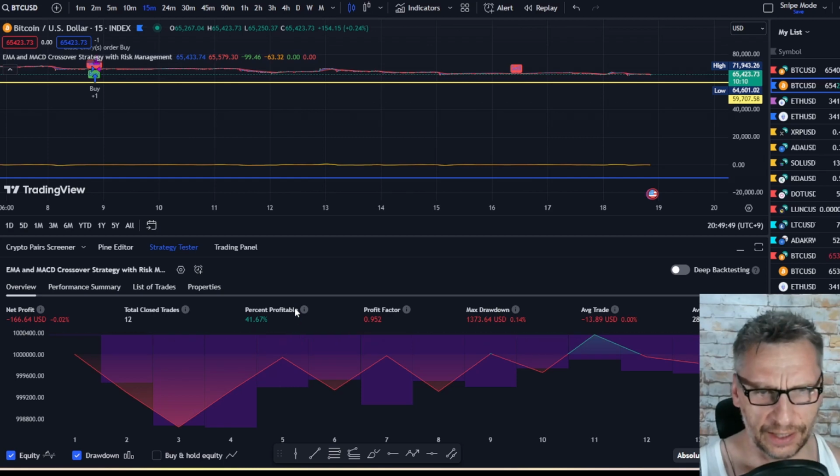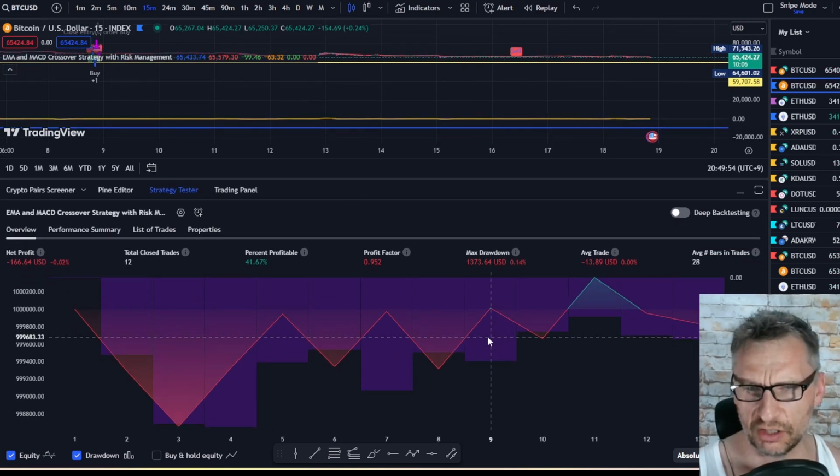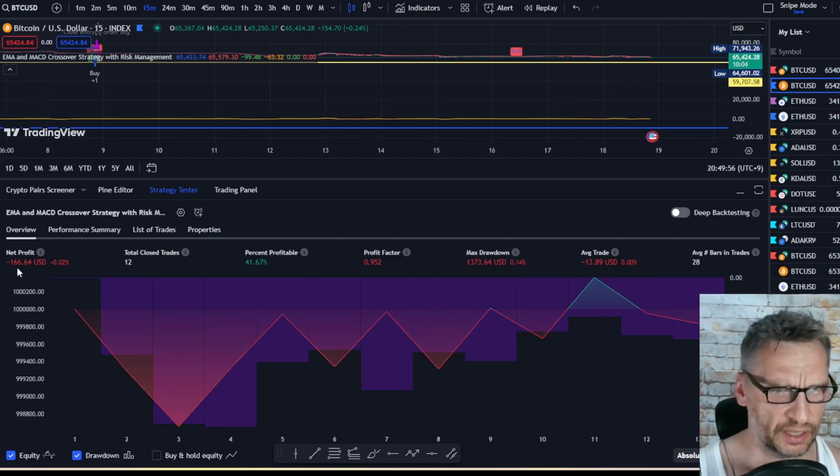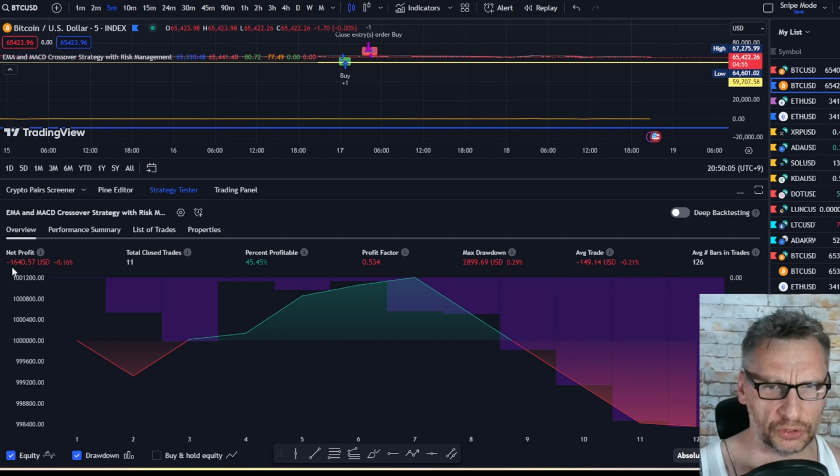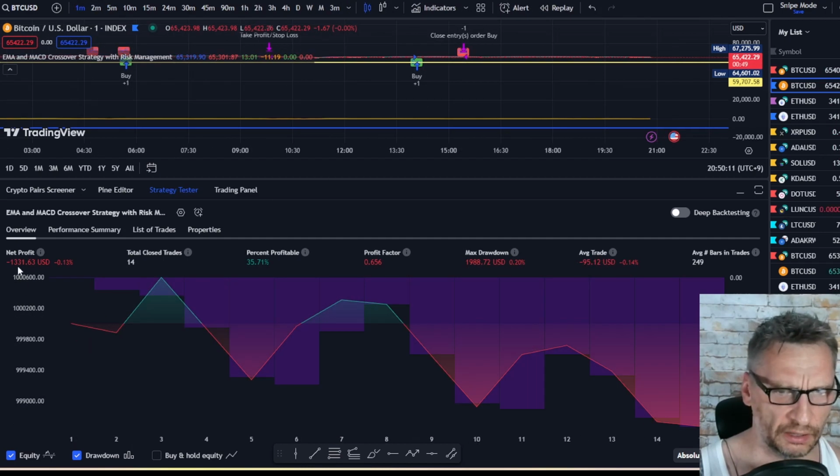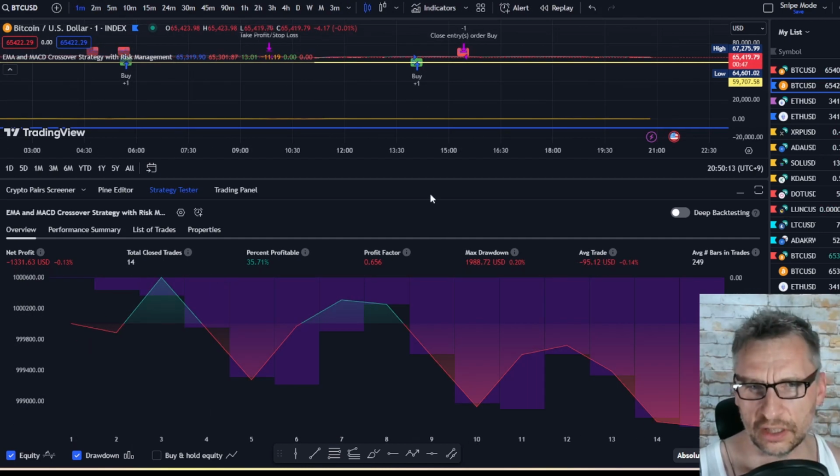Here's again the 41% profitable. Same change, it doesn't change. This is actually a net negative result. On the 5 minute, we're also in the gutter. 1 minute, also a negative. So this strategy is bunk.